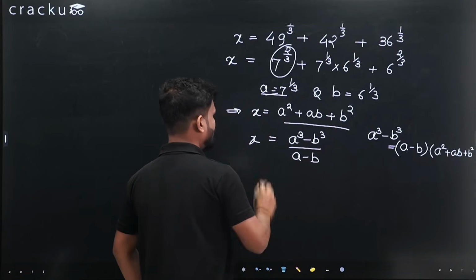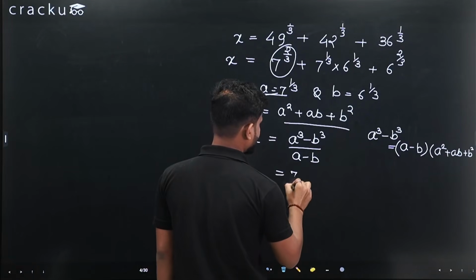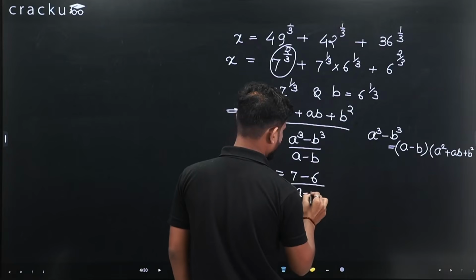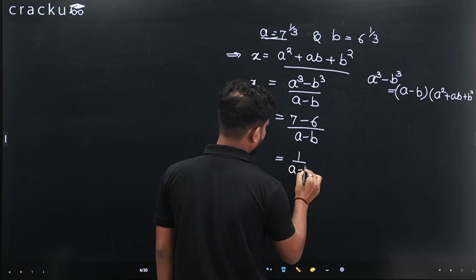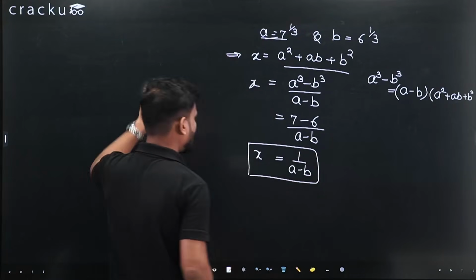This is the value of x. What is A cube? A cube is nothing but 7. What is B cube? It is 6. So this is (7 minus 6) upon (A minus B), or 1 upon A minus B. This is x. Now what are you asked?